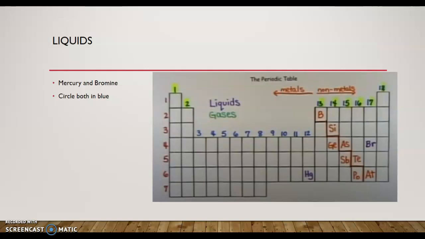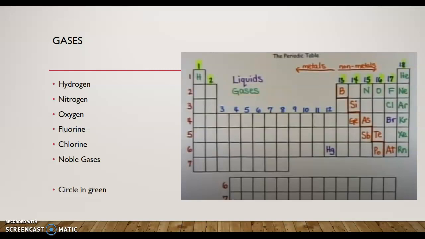Okay, we have two liquids at room temperature on our periodic table. I already mentioned one of them, which is mercury. The other one is bromine over here. I want you to circle both elements in blue. Our gases are noted here in green on this periodic table. It's hydrogen, nitrogen, oxygen, fluorine, chlorine, and then all of our noble gases here. Take a moment and circle them all in green.